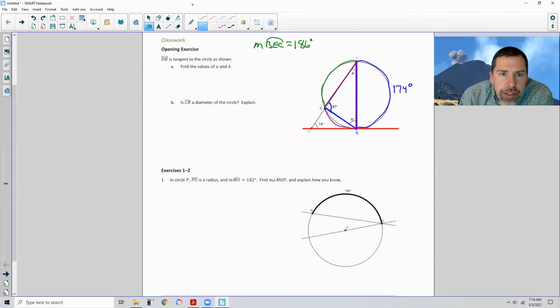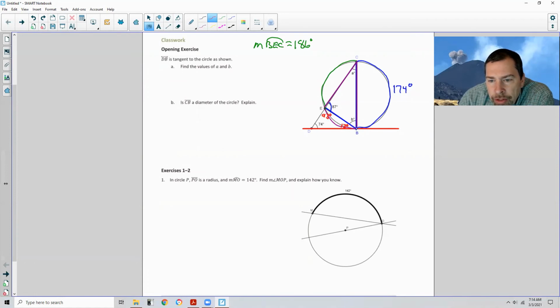Okay, so now I'm going to focus on linear pairs. CEB plus BED is the straight angle CED, which is 180 degrees. Since I have 87 here, this is 93 degrees. 93 plus 87 is 180, and this is a straight line. Now I have a triangle down here, 93 and 74 is 167, so this is 13 degrees. Okay. Well, angle DBE is 13 degrees.